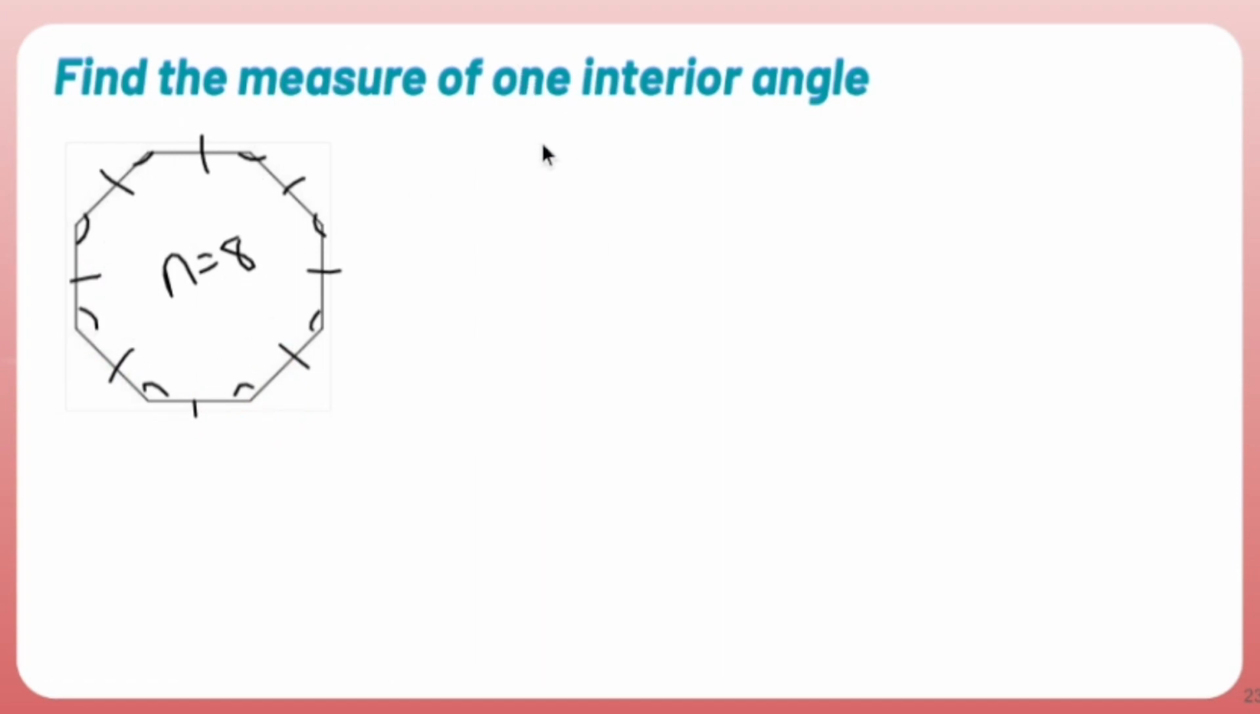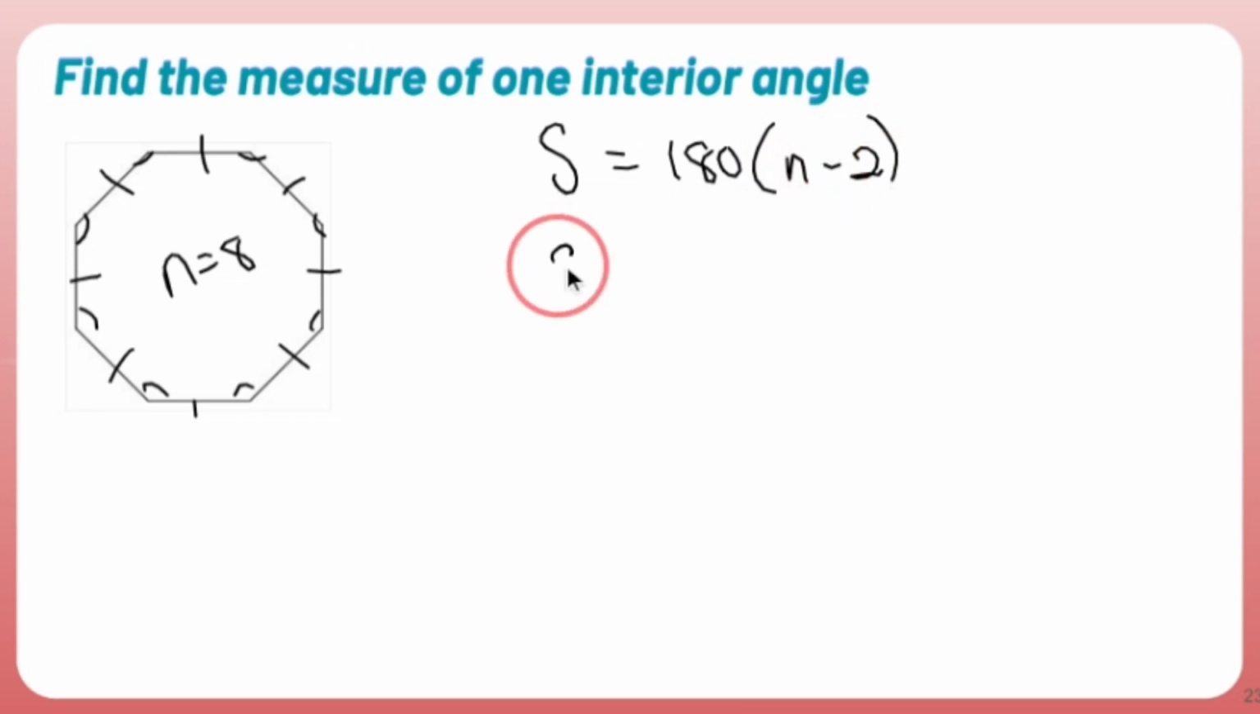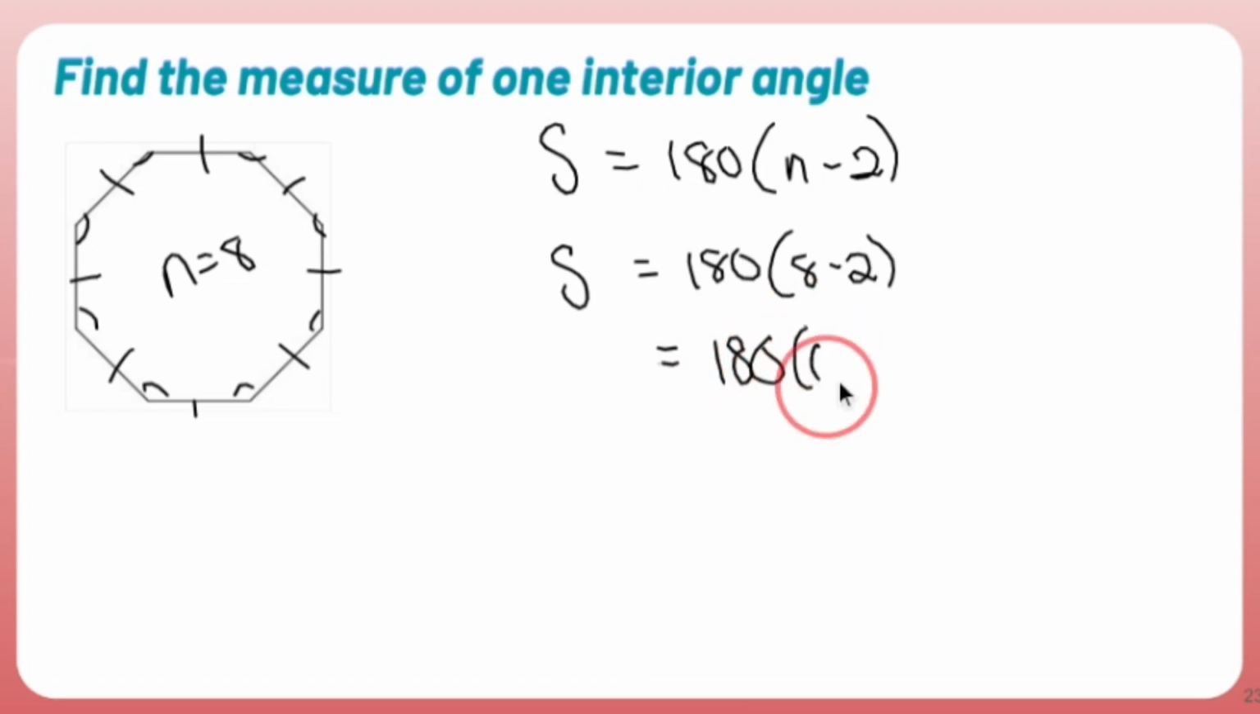which requires us to use the interior angle sum formula, that guy right there. 180 times the number of sides minus 2. So S is going to equal 180 times 8 total sides minus 2. 180 times 6 is 1080. Like the snowboarding game for Nintendo 64.